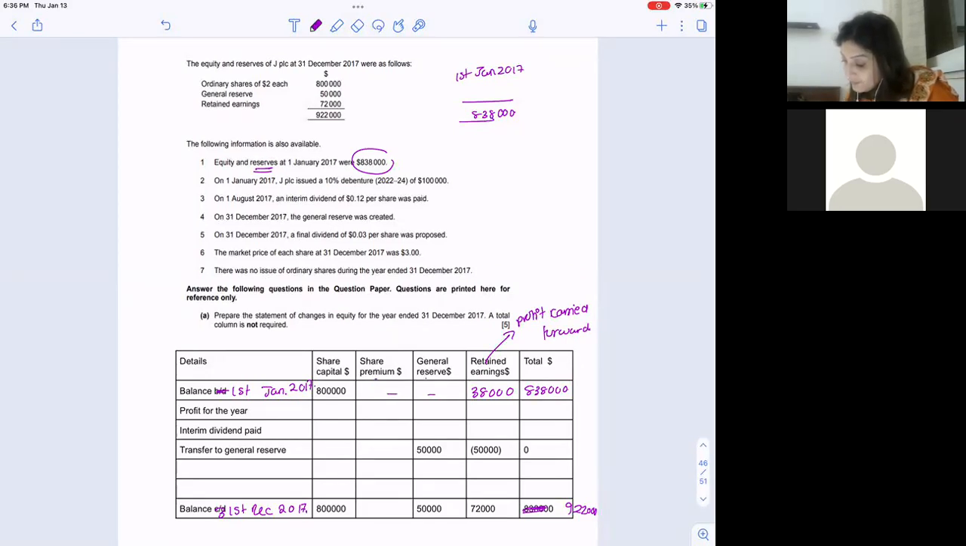Now you go ahead. Interim dividend of 0.12 per share was paid. So find the number of shares. 800,000 is the share capital. If you want to find the number of shares, you will divide it by the face value of 2. So 800,000 divided by 2, you have 400,000 shares.